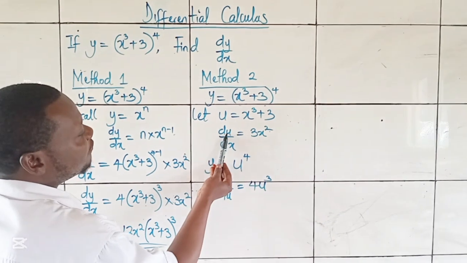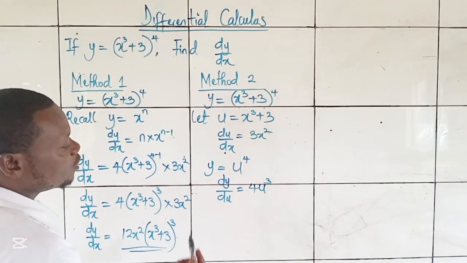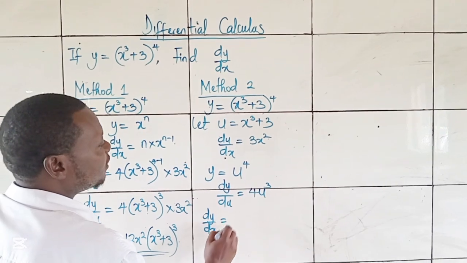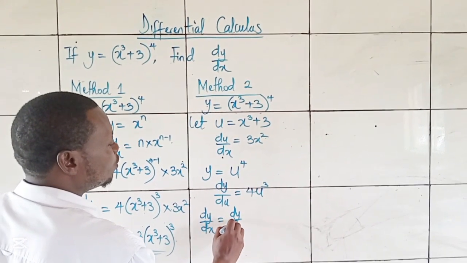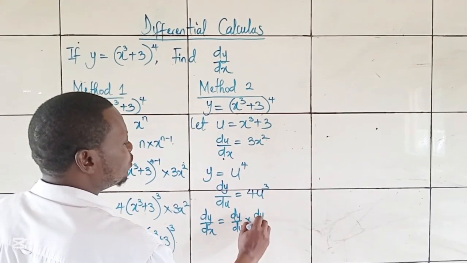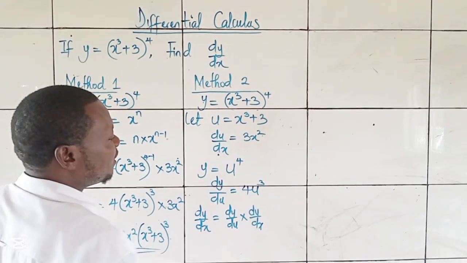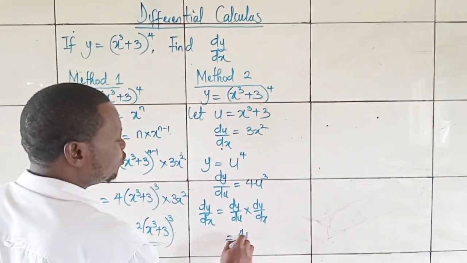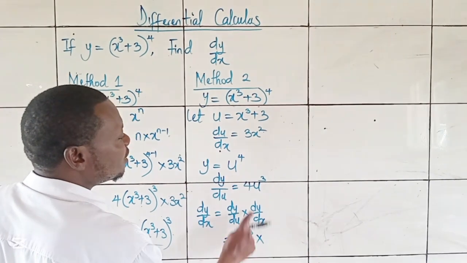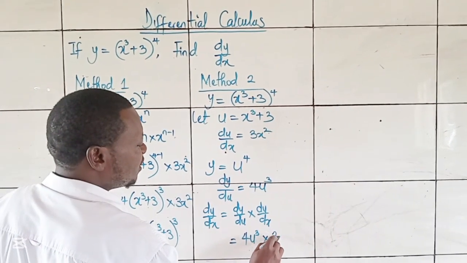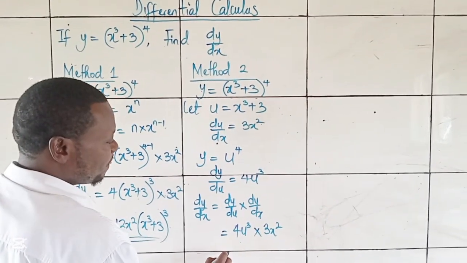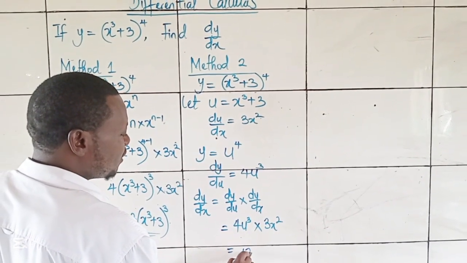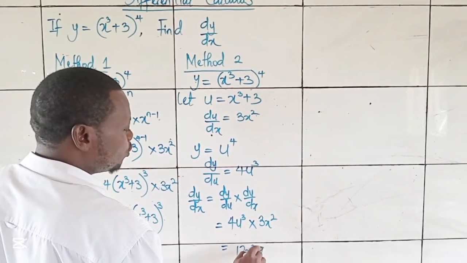Now that we have du/dx and we have dy/du, we can find dy/dx. dy/dx will give me dy/du multiplied by du/dx, so we are multiplying them together. That will give us dy/du, which is 4u^3, times du/dx, which is 3x^2. Therefore, 4 times 3x^2 will give us 12x^2 u^3.